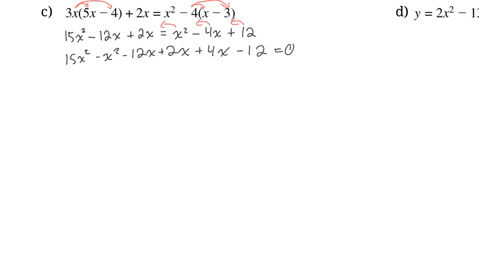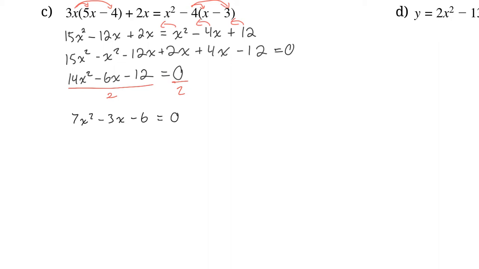We combine all of those terms together, and you should get 14x squared minus 6x minus 12 equals 0. There is a common factor here, so we can make this a little easier to deal with. Our common factor is 2, and we can divide the whole equation by 2, both sides, to reduce our numbers. Our new equation is 7x squared minus 3x minus 6 equals 0.